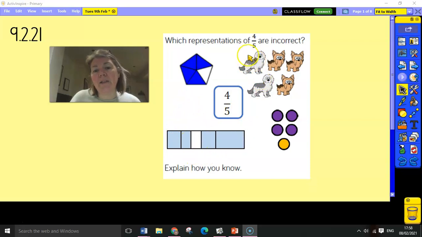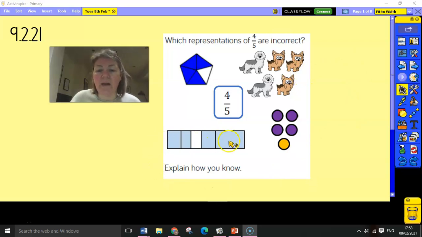If we look at the dogs here, we've got a group of dogs. So in this whole group of dogs, we've got 5 dogs. And we can see that there are 1, 2, 3 of them that are brown coloured and 2 of them that are white. So if we're thinking about the brown part, the fraction here would be 3/5. If we were thinking about the white part, the fraction would be 2/5 because there are 2 out of the 5 dogs that are white. So this one is an incorrect representation of 4/5.